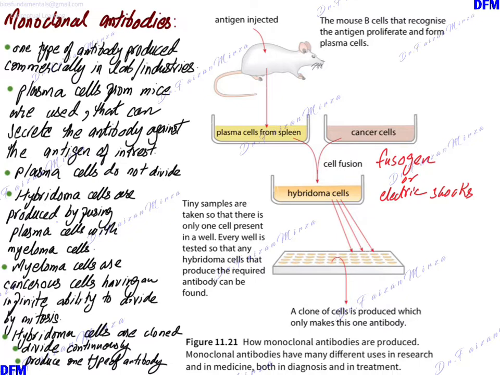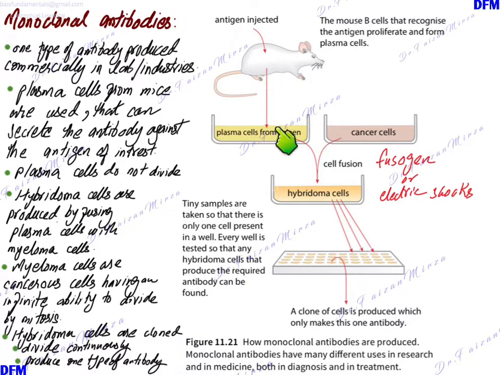So once the antigen is injected into the mice, then the hybridoma cells can be produced by fusing the plasma cells from the spleen of this animal and the myeloma cell, the cancer cells, and you add fusogen or electric shocks to make sure that the two cells fuse together. The cancer cell provides the ability to the plasma cells to keep on multiplying infinitely, and we know that plasma cells do not divide, they are short-lived cells.